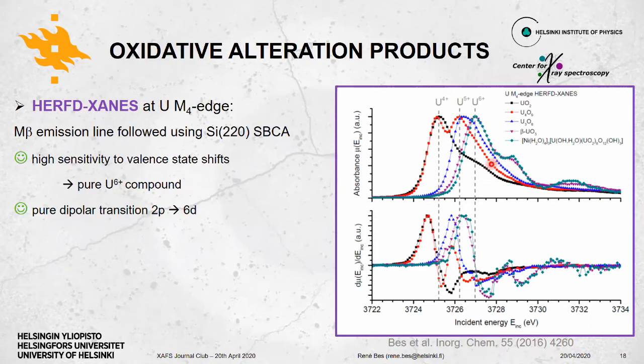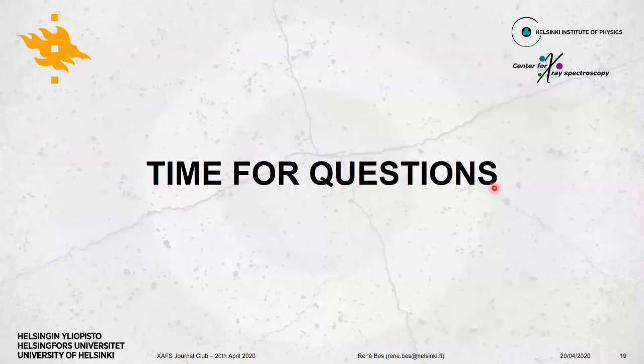And one benefit is that, as far as we know, this is only pure, oh sorry, there is a mistake here, dipolar transition from 2p to 5f electrons. We are directly probing the 5f electrons. And the resolution is lower than the chemical shift expected for this type of samples, which is very nice. So I can take a quick question before the last part of my talk, if you wish.